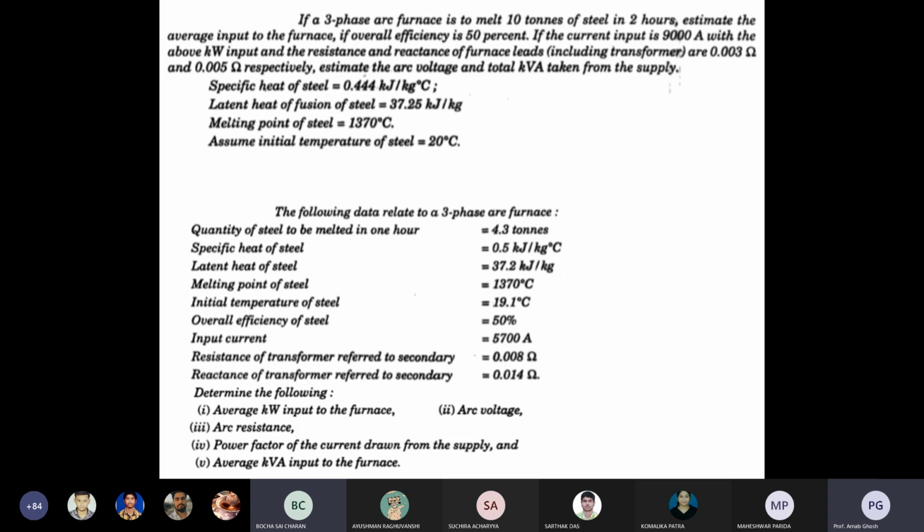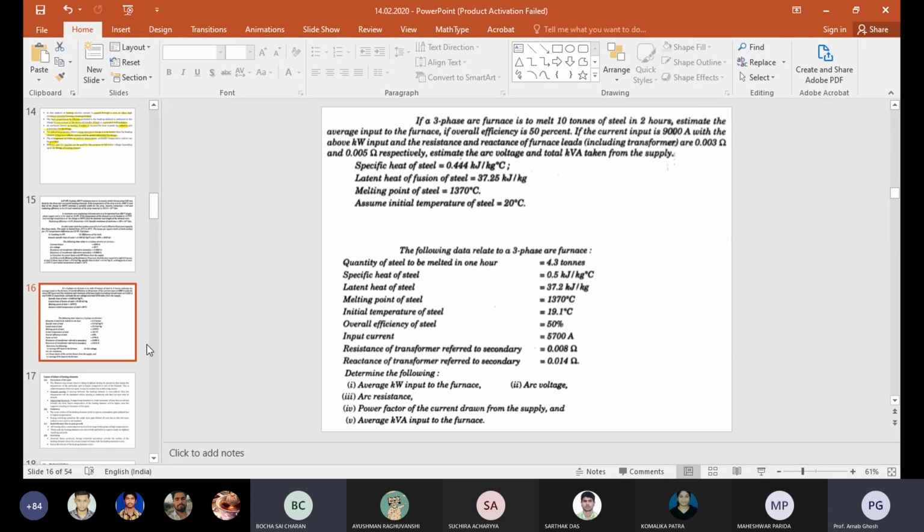So today I'll cover up to this portion. In the next class, next Monday, we'll start again from the pending next slide. Till now, any queries from your end? Any queries from your end?